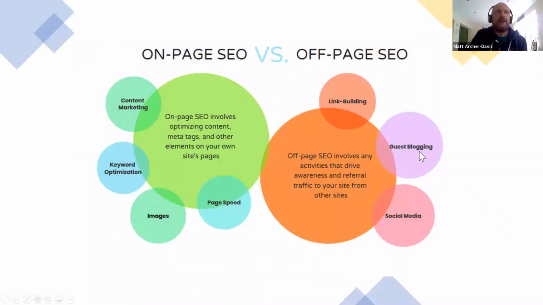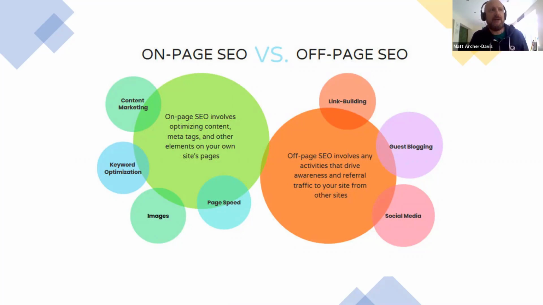Okay, a quick guide to what we're calling on-page SEO and off-page SEO. So on-page involves everything in relation to optimizing content, meta tags, and other elements on your own site's pages. So that's the content that you put on your site, that's the keyword optimization that you carry out, that's the images, the videos, how quickly your site loads, and how well your site performs, basically from an actual performance technical point of view as well.